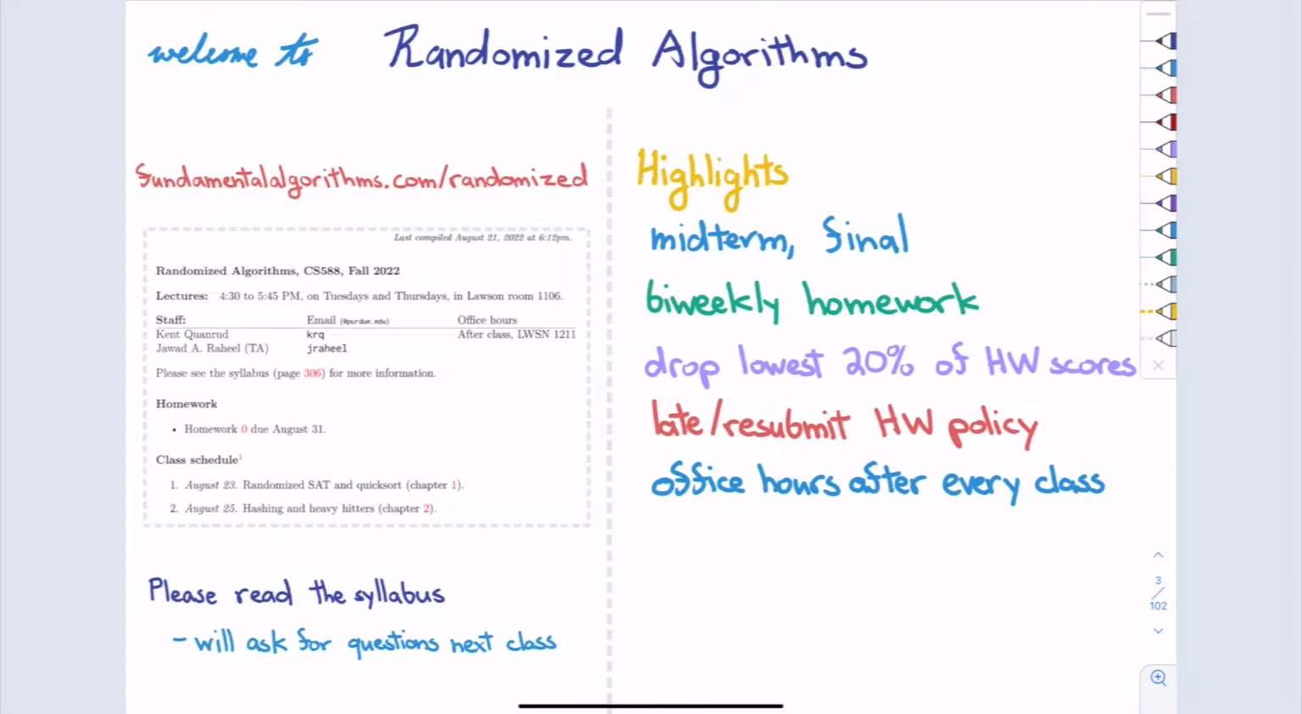Other funny policies we have include we will drop the lowest 20% of your homework scores. So at the end, I'll drop that, which eases the pressure a little bit. You can submit homework up to 1 week late for up to 65% of the credit. But we also will try to put out solutions right after you submit your homework for the normal deadline, so you can actually look at the answers and correct yourself in time for the late deadline as well, if you want it.